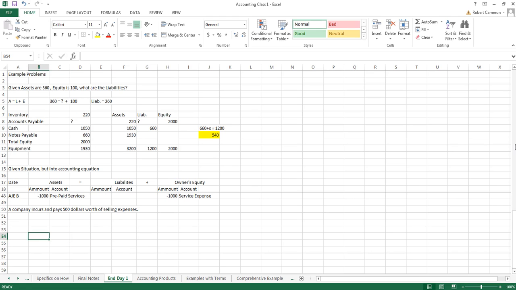So now, a company incurs and pays $500 worth of selling expenses. Well, again, we didn't mention anything on account, so it's safe to assume $500 going down in cash, and $500 going down in, well, we're just going to call it selling expense.